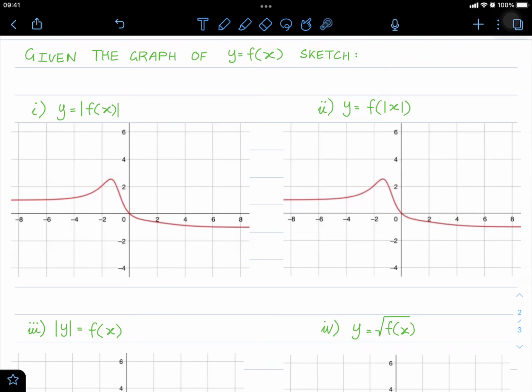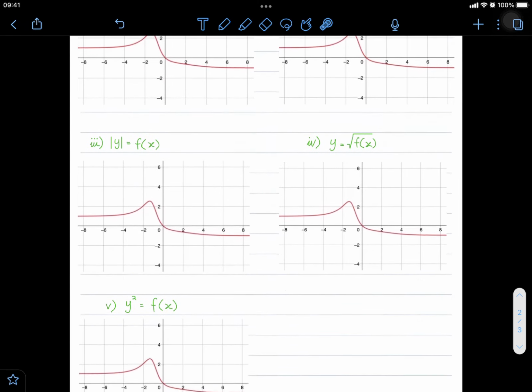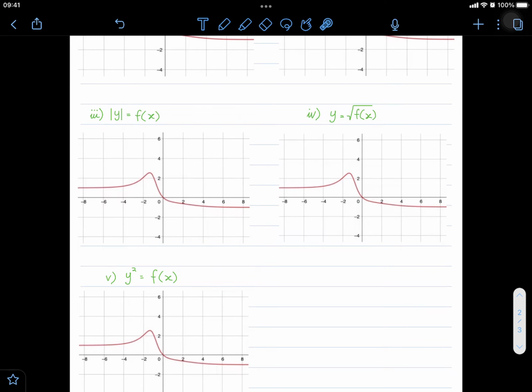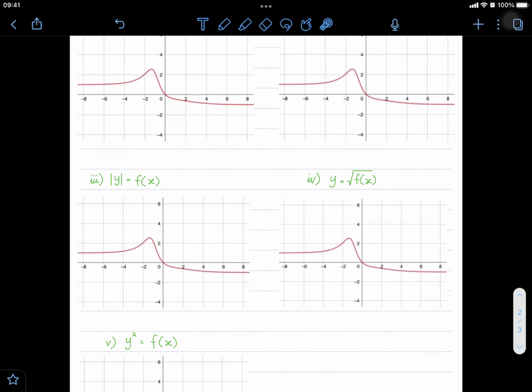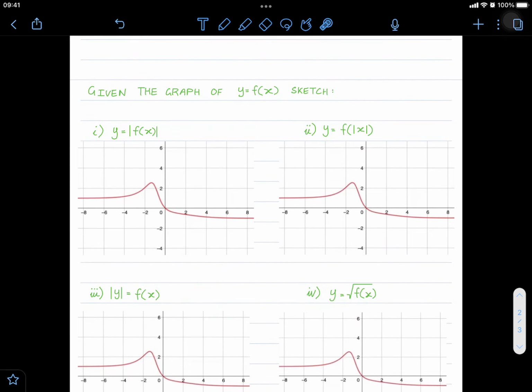Hello class, this is the last example of absolute values and square roots of functions. So here's our function, here's the graph of the function that we'll be looking at. You can pause the video and try and sketch these yourselves, or at the very minimum visualize what you think they would look like. So let's get straight to it.